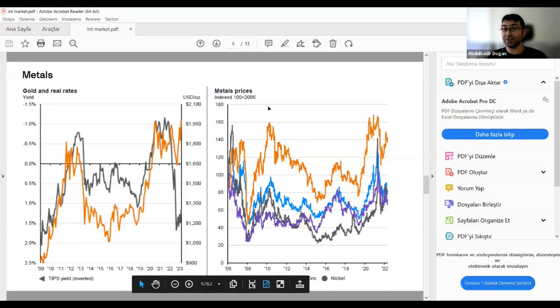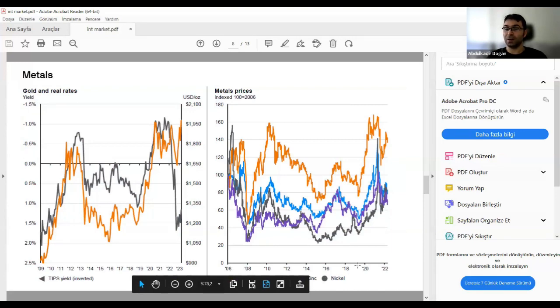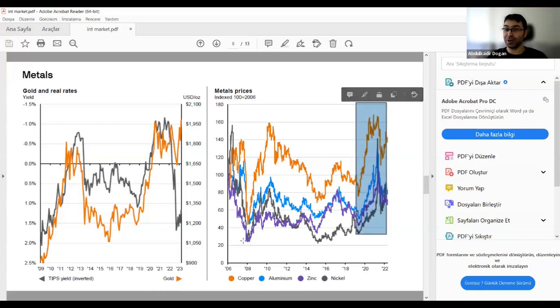And on the right-hand side, the metal prices, as you see: copper, aluminum, zinc, and nickel. What is happening here? Look at this picture. Huge increase. Why? Because of the COVID crisis, every commodity price is rising. Look at this picture. What is happening here? Because of the global financial crisis, all commodity and metal prices are rising, and this will bring inflation.